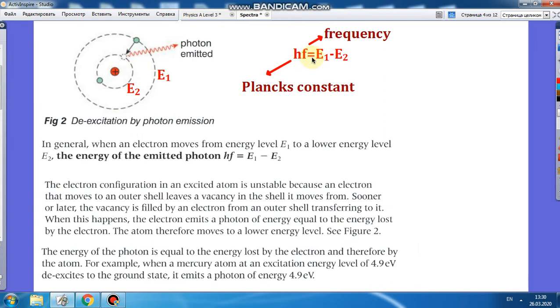Now we can calculate the energy of the emitted photon by this formula: hf is equal to E1 minus E2. h is the Planck's constant, f is the frequency, E1 is the energy level of the higher state, and E2 is the energy level of the lower state. The difference between energy levels gives us the energy of the photon, hf.